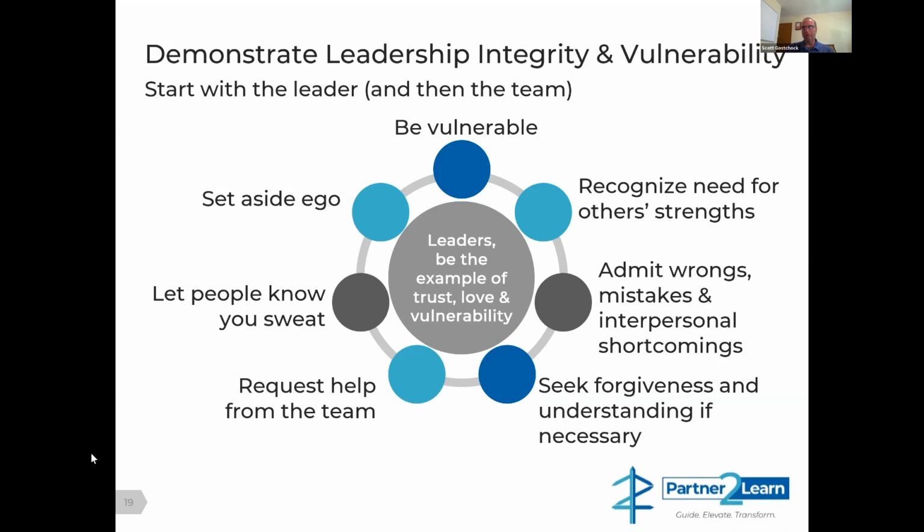So again, to be vulnerable, like I said before, you as a leader need to be vulnerable. You need to recognize the need for other strengths. Admit wrongs, mistakes, and interpersonal shortcomings. That's seeking that forgiveness. The next one, seek forgiveness and understanding if necessary. Request help from the team. Again, that adage of let them see you sweat. It's okay. You don't always have to have the answer right away. We need each other. That vulnerability-based trust. And set ego aside. Make it about the whole team, not about you.